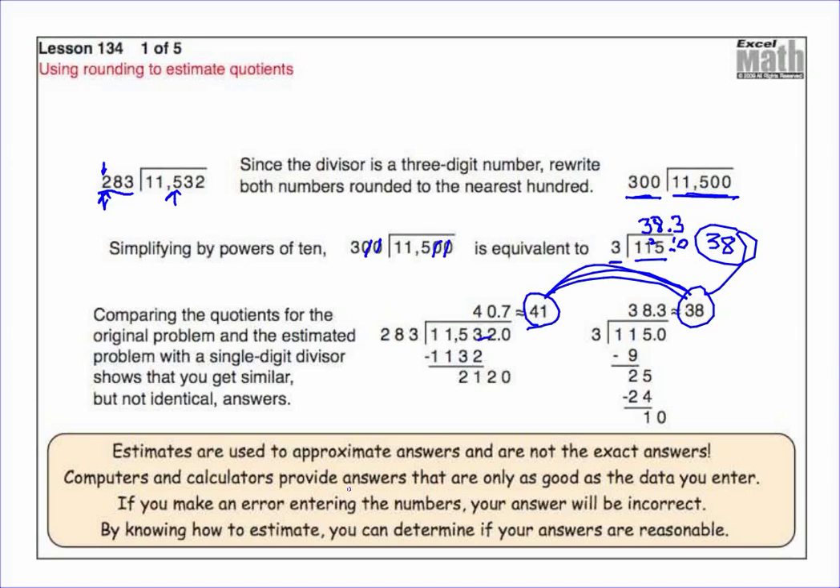Computers and calculators provide answers that are only as good as the data you enter. In other words, if you make a mistake when you push the buttons, you're going to get a wrong answer. If you make an error entering the numbers, your answer will be incorrect. By knowing how to estimate, you can determine if your answers are reasonable. In other words, if you can do this kind of in your head, then when you punch this one in on a calculator, you'll know, wait a minute, I got an answer of 465. That couldn't be right, because the answer should be close to 38. By estimating, you know that you punched in something wrong.